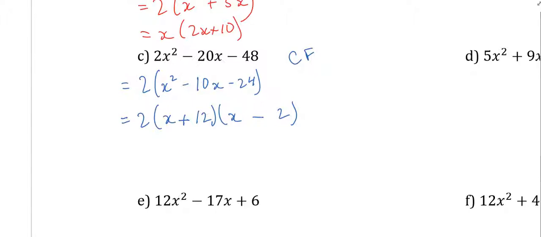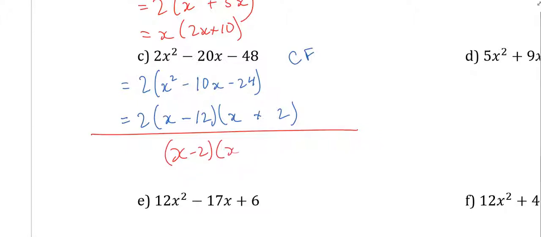Maybe the opposite, x minus 2 and x plus 12, would look like this. Watch. Don't write this down. x minus 2 and x plus 12. x times x is x squared. x times 12 is plus 12x, minus 2x, minus 24, which is x squared plus 10x minus 24. Is that the same thing as that? It's very close, but it's not the same. So you can't get the signs wrong. The signs have to be right.